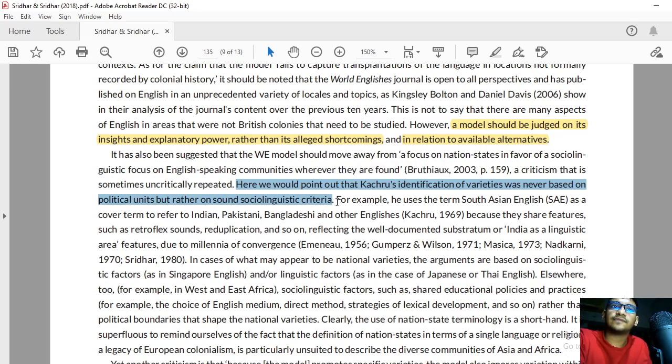So it is not fair to condemn, to say that Kachru didn't look at sociolinguistic criteria. For example, he uses the term South Asian English, SAE, as a cover term to refer to Indian, Pakistani, Bangladeshi and other Englishes. So Kachru didn't actually say that Bangladeshi English is part of the outer circle, Indian English is part of the outer circle, but rather he said that South Asian English as a whole. Okay, so let me highlight this as a cover term. So he actually did refer to speech communities instead of nation states.